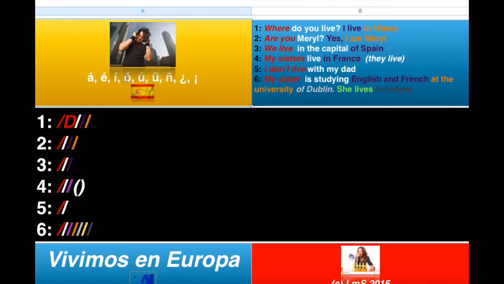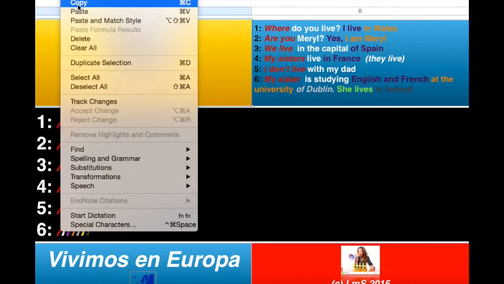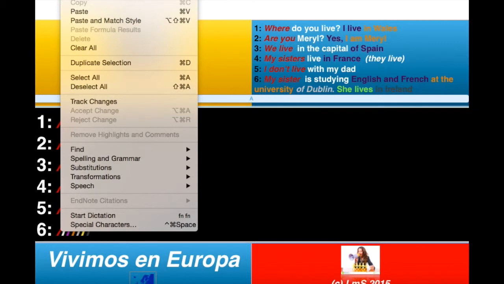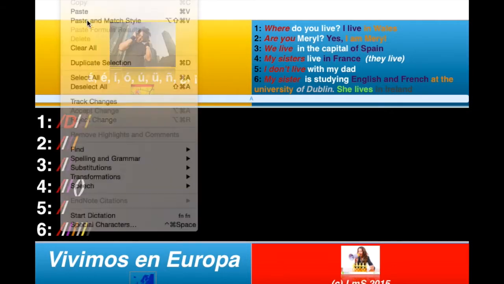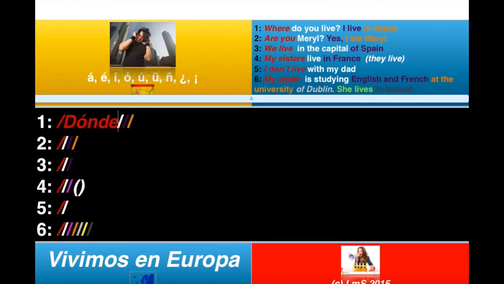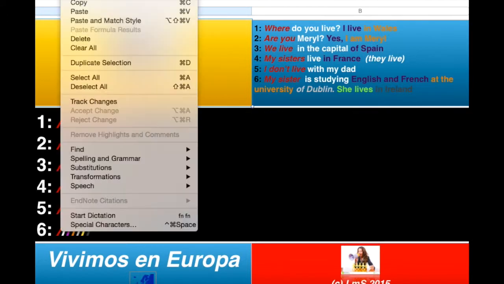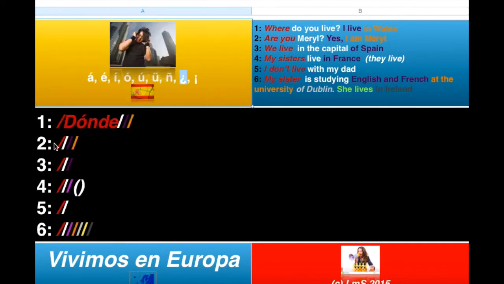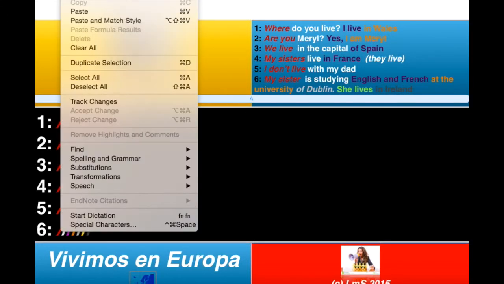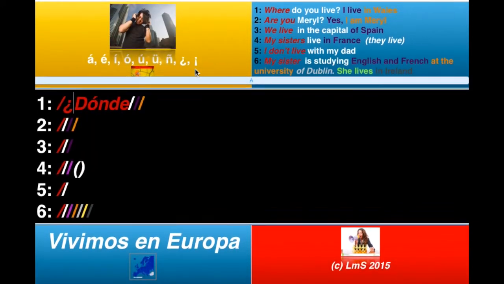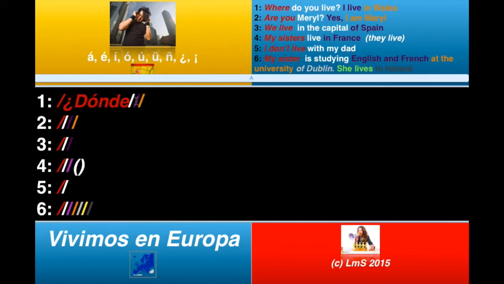So I'm just going to take this O here and put it in right here, except I'm going to undo it because there's a paste and match style which I should use instead. So donde is where. It's a question, so we need an upside down question mark to kick off, as it were. So let's just have this over here, like so, and paste and match. So we have donde, meaning where.